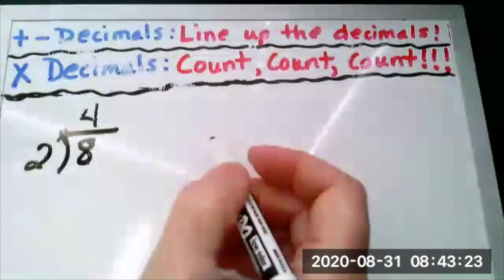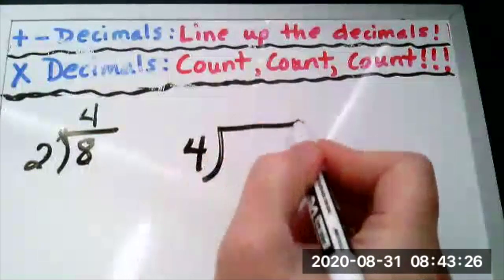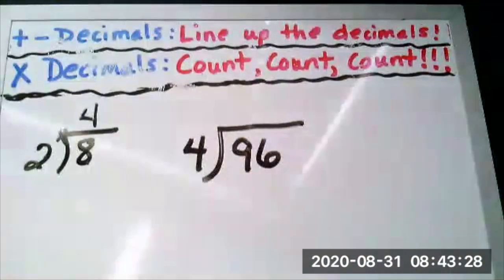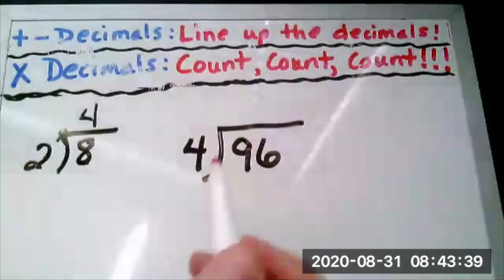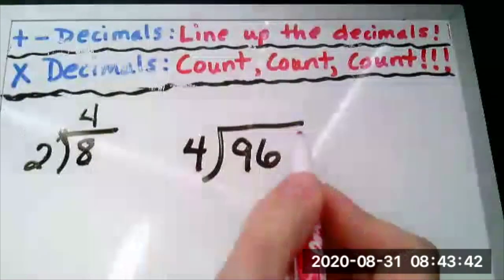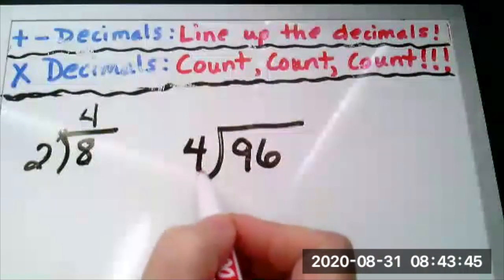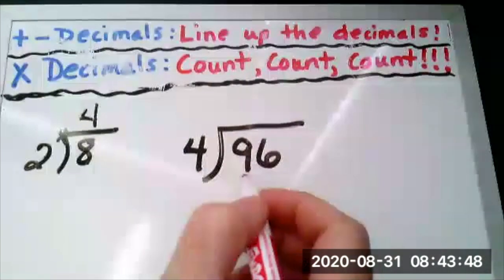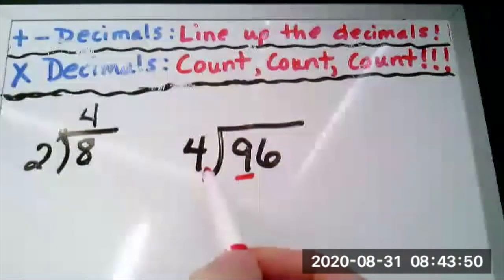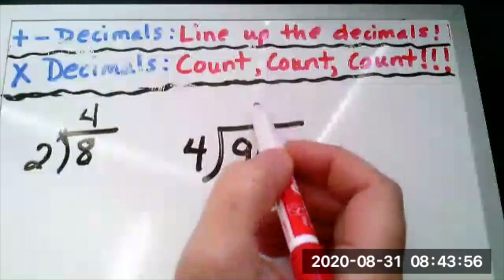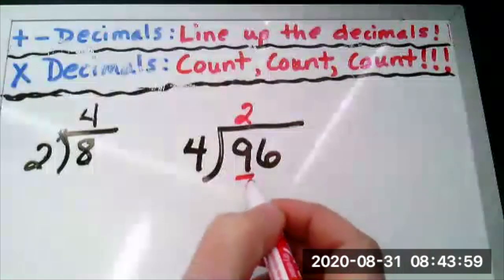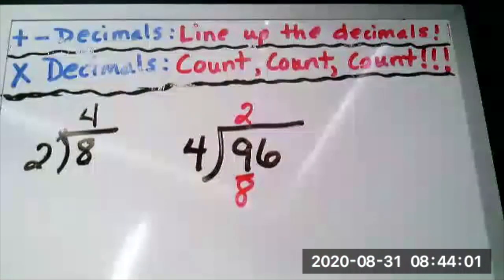But I want to start off with a single digit into a double digit, such as 4 into 96, just to help refresh your memories from last year. And what you want to look at is how many times 4 can fit into each place value. So my outer place value, a single digit, I'm just going to look at one digit at a time and say how many times can 4 go into 9? Well, I know that 4 times 2 is 8, and that's as close as I can get to 9 without going over.